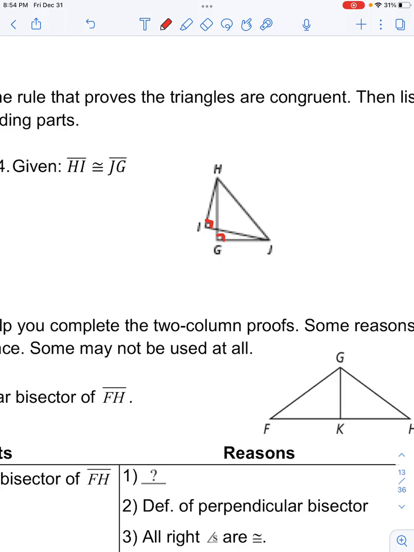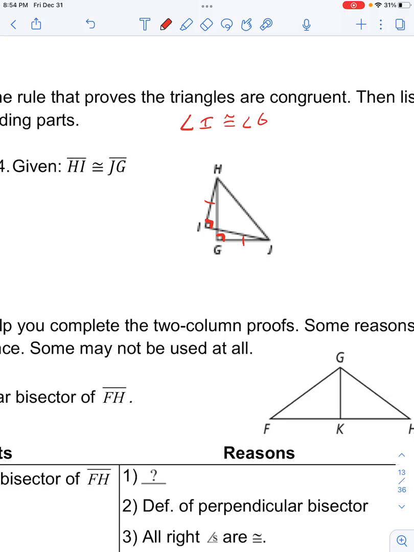So we have angle I is congruent to angle G because they are right angles. And so our right angles have the same measure of 90 degrees, and so therefore they must be congruent angles. And then we also have that HI is congruent to JG.